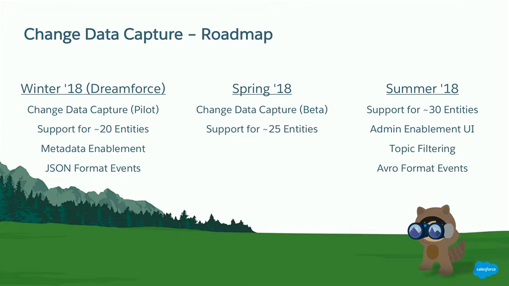We currently are supporting 20 entities, so most of the hero objects at Salesforce, with the exception of a couple like tasks and events, aren't quite supported yet, along with every custom object. Those are all supported out of the box today. We have metadata enablement, so you can actually choose to start capture on your custom objects. We don't do that automatically for you. And we do support JSON format events, what we saw today in the demos. In the spring, we're looking to extend it to a beta, get more customers involved, definitely start opening it up so more people can try it. We should have support for around 25 entities in total.